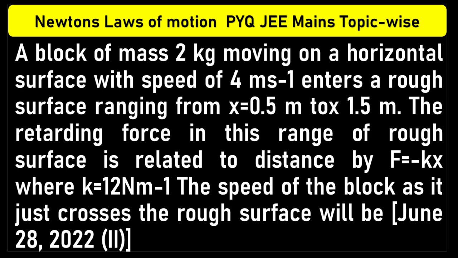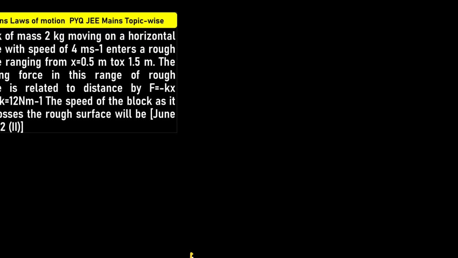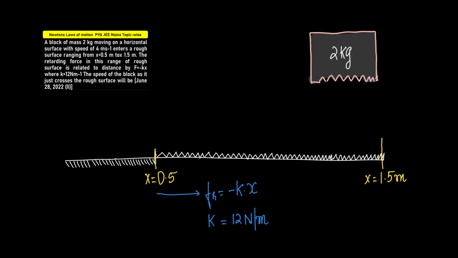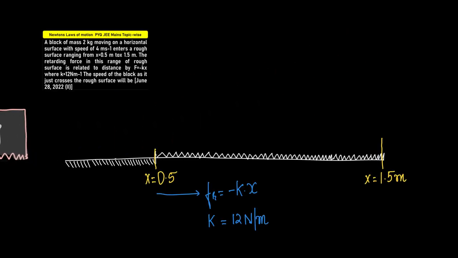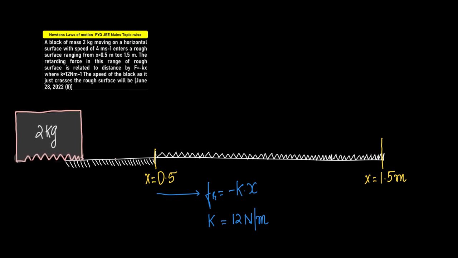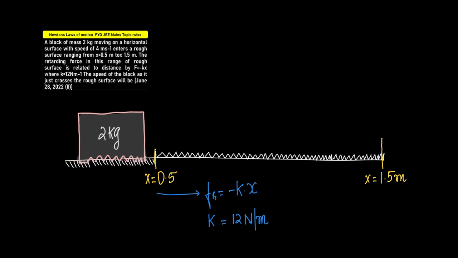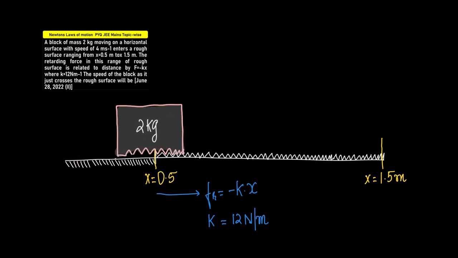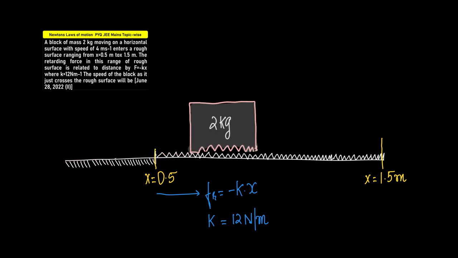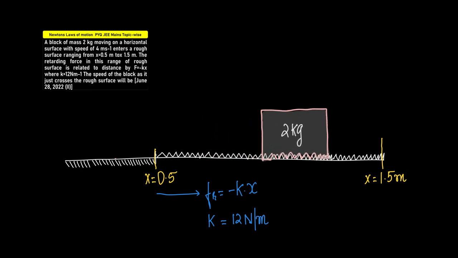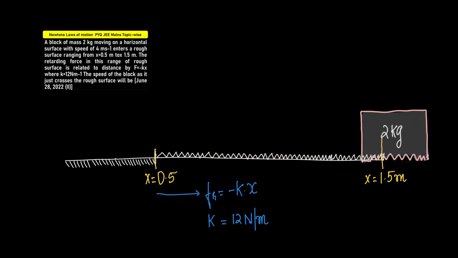Okay, so let's first visualize the question. According to the question, we have a mass which is moving with a velocity of 4 meter per second. It's moving over a smooth surface, and then it encounters a rough surface wherein the motion is retarded and the velocity should of course gradually decrease, and it would come to some value over here, right? So the question is, how do we approach the solution?